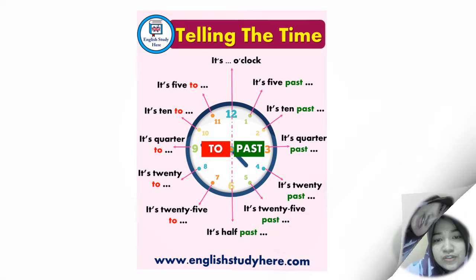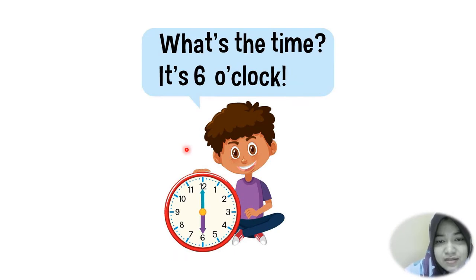Okay, let's move on to some examples. So what's the time? Yes, this one is quite simple, right? It's 6 o'clock. You can see the clock hands here. Jarum dia, we call it clock hands in English. Tangan jam tu, clock hands. The shorter clock hand is at 6 and the long clock hand is at 12. So it means that yes, it's 6 o'clock. Senang saja, macam tu je.